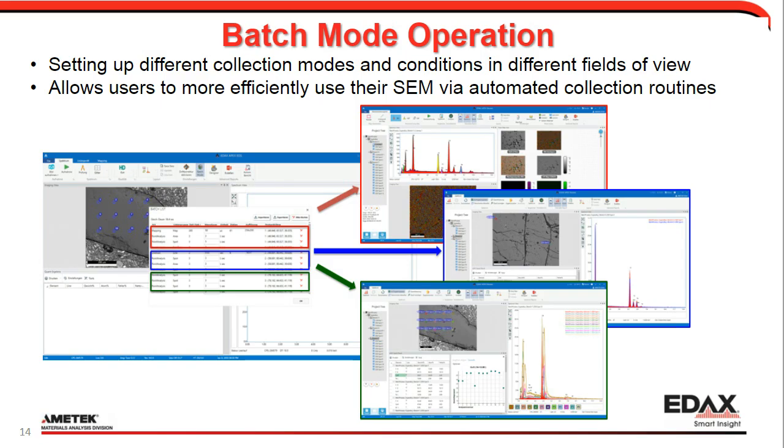With batch mode operation, you can do a one-time setup for all of the tasks. Click on the collect button and walk away from the scope, or switch to review mode to analyze your existing data at the same time. It allows you to use your scope more efficiently.